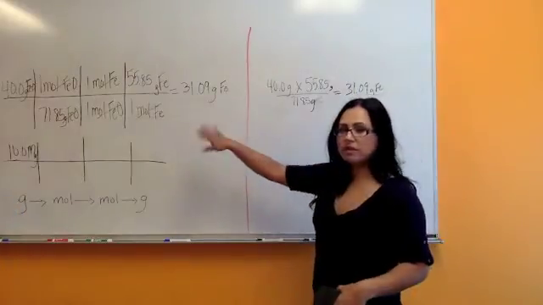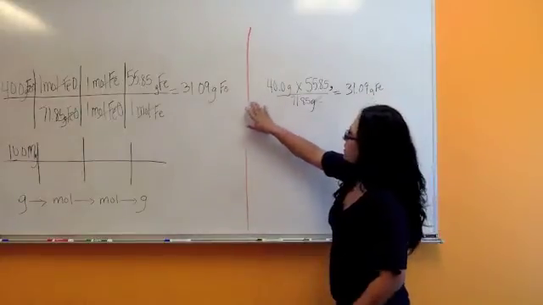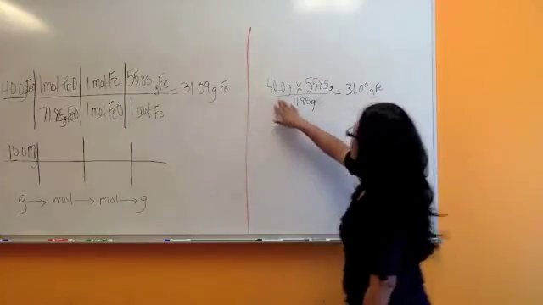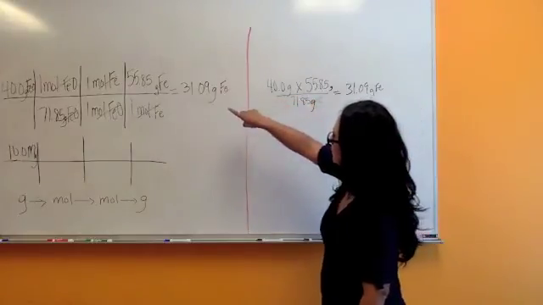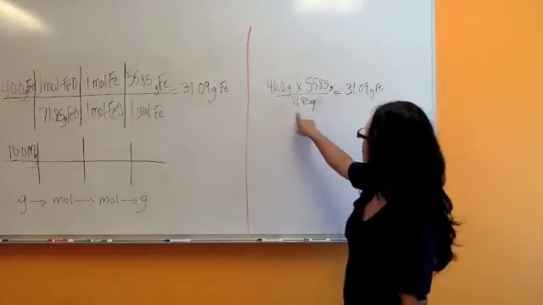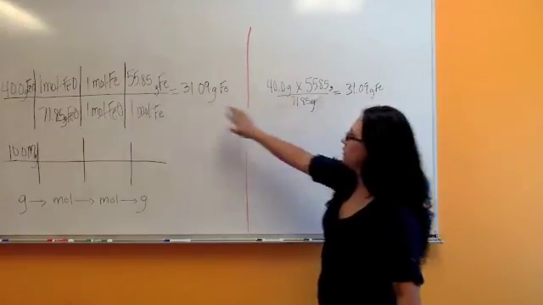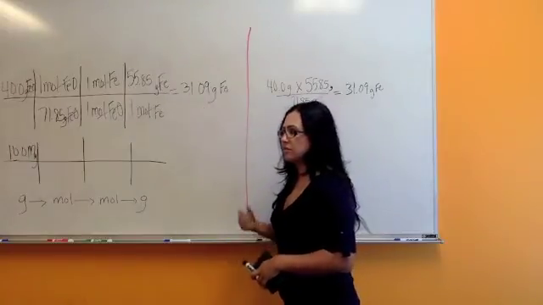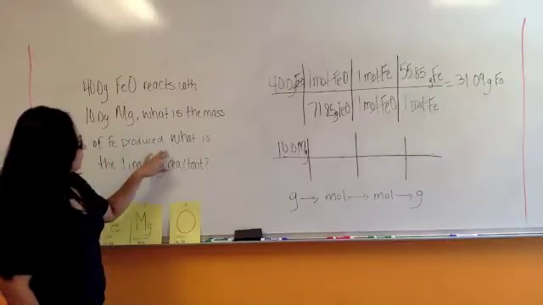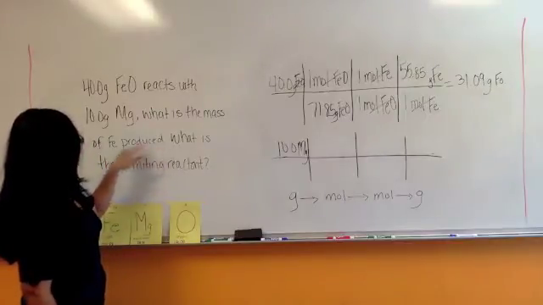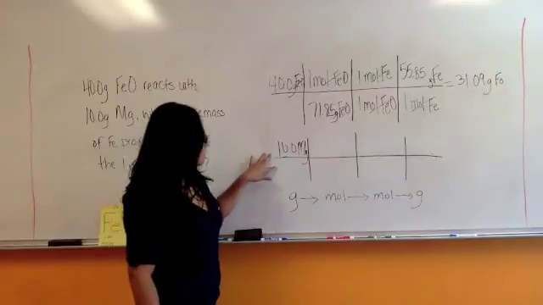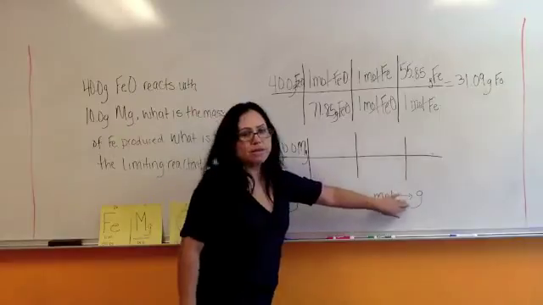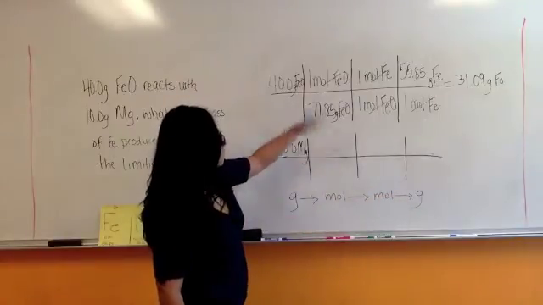I solved the problem, and I just want to show you how I got that. Basically, when I did the cross multiplication, I did the 40.0 grams times 55.85 divided by 71.85, and that equals 31.09 grams of iron. Okay, so now we'll start my next problem. We have to find the mass for iron and magnesium. So as you can see, I used the same problem. Basically, what I wrote down here was grams, moles to grams. It's an easier way to kind of break this down.